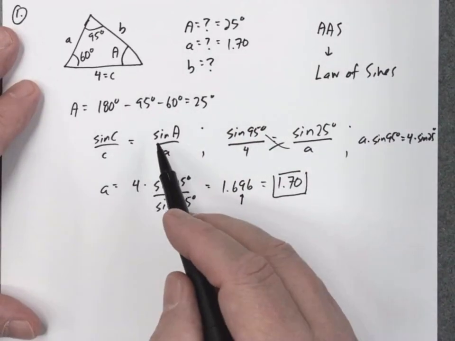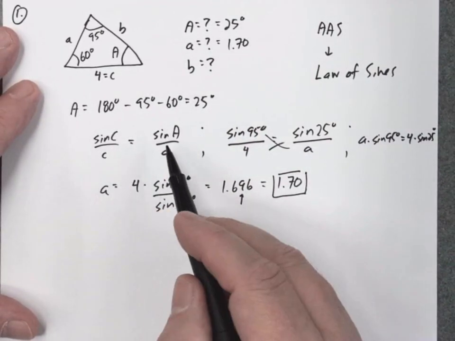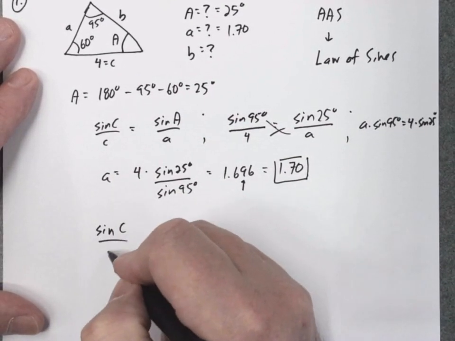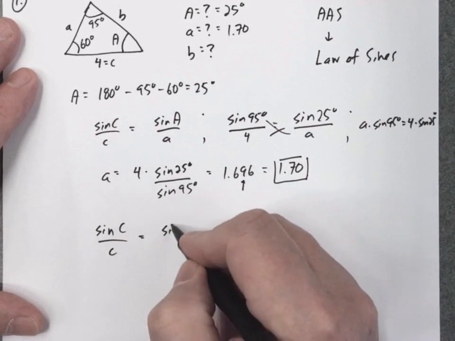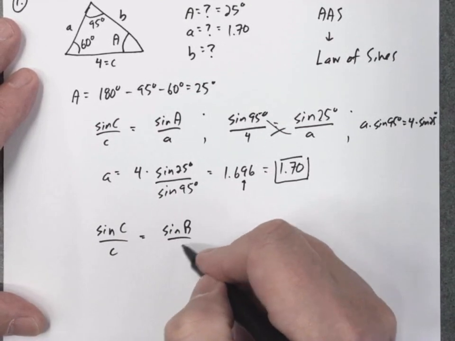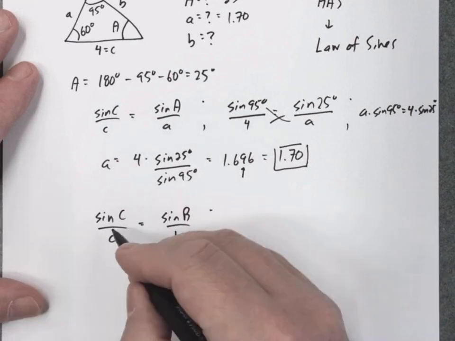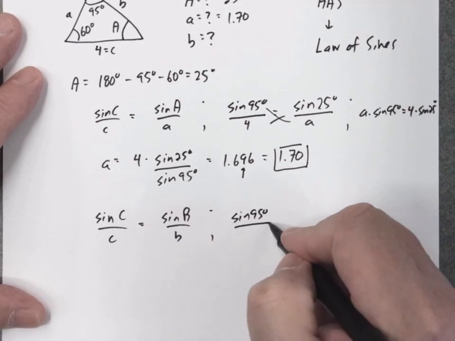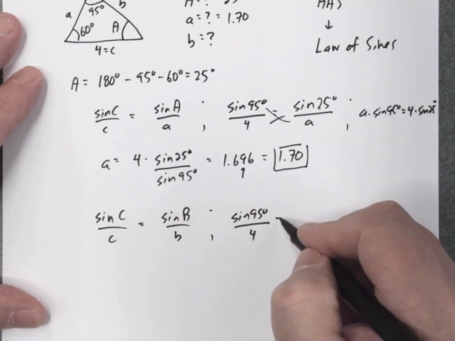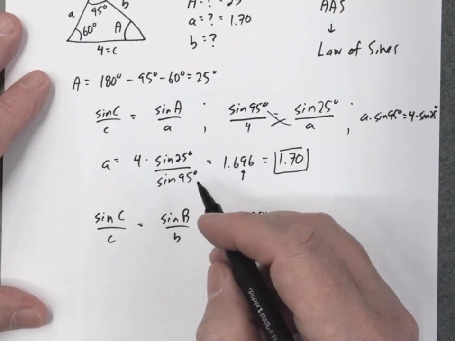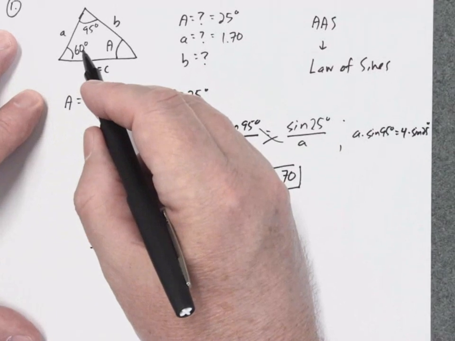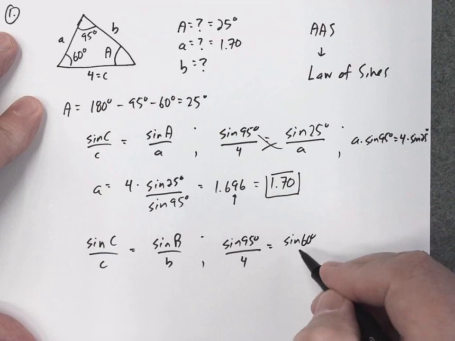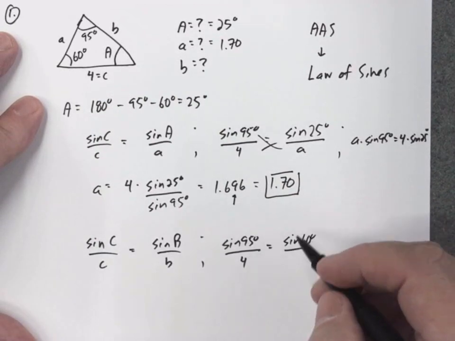Side B, I'll do the same thing using C's, except instead of the A's, I'll do B's. So sine C over C equals sine B over side B. So C is 95 degrees, side C is 4. Angle B is 60 degrees. So the sine of 60 degrees over side B.